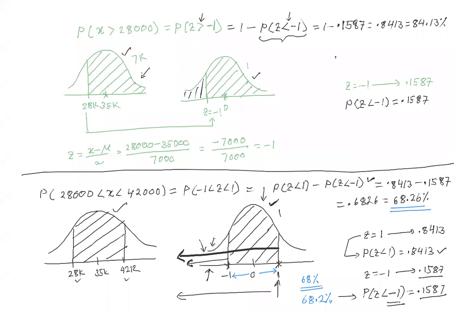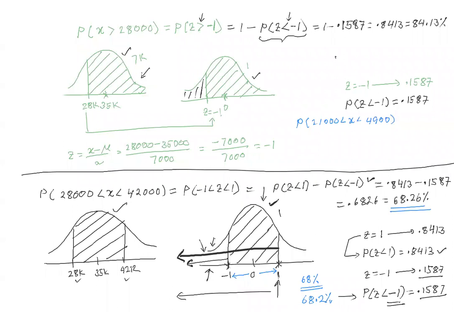It is 68.26% of the data. So that's what it is. That's the proof of the empirical rule. Now, next, I'm going to do the same thing. The probability of 21,000 less than X less than 49,000.